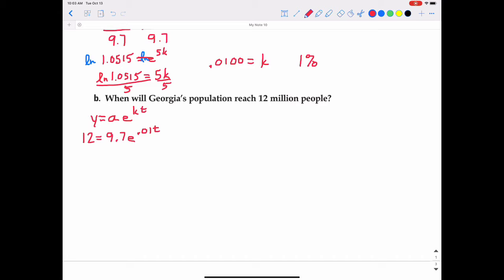And we're going to solve this very similarly to the first part of part A. Get e by itself by dividing both sides by 9.7. So 12 divided by 9.7 is approximately equal to 1.2371. So that'll be equal to e to the 0.01t power. And then just like the last problem, we will do a natural log of both sides.